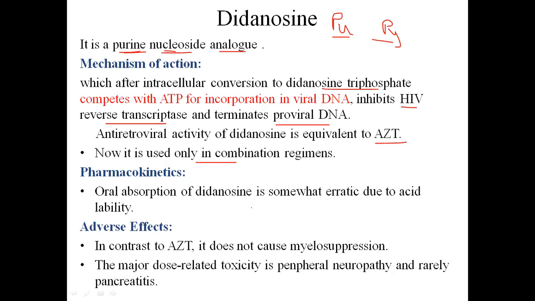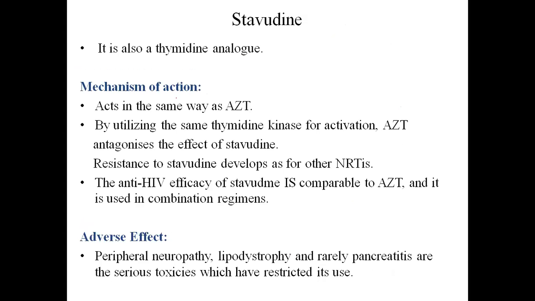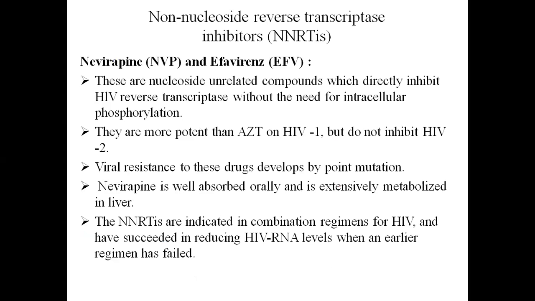Pharmacokinetic is somewhat erratic, in contrast to AZT it is not causing myelosuppression. मतलब यहाँ पर एनीमिया नहीं होगा. It is not causing myelosuppression, right? Next one is stavudine. So it is a thymidine analog. Okay, then the mechanism of action is similar. Okay, बाकी सारे point भी similar है. Resistance develops just like NRTIs. Okay, neuropathies and all this can be possible.